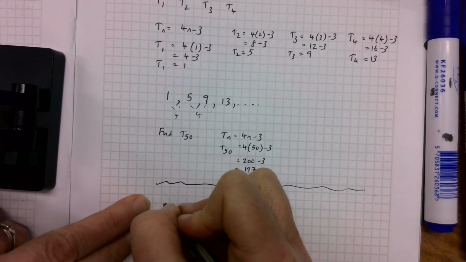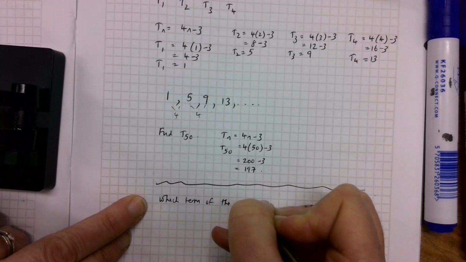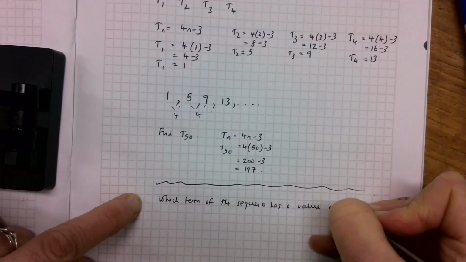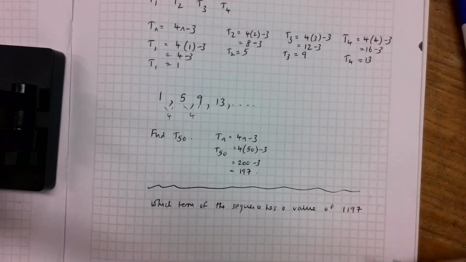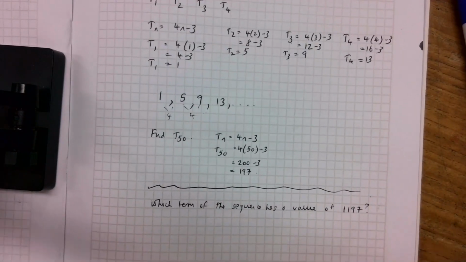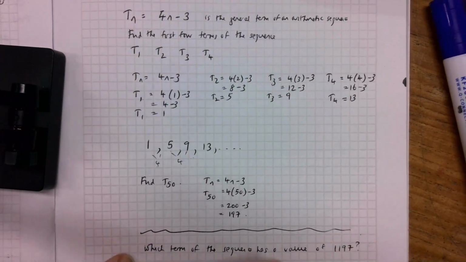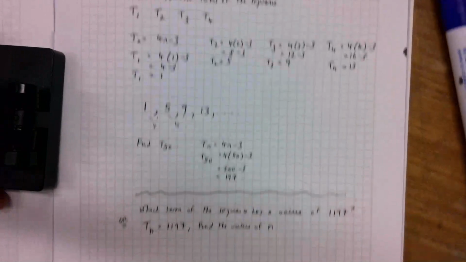They might say, which term of the sequence has a value of 197? In other words, how far along the sequence do I have to go before I get 197? Another way of saying that is Tn is equal to 197. Find the value of n. Okay, those questions are both asking the same thing.